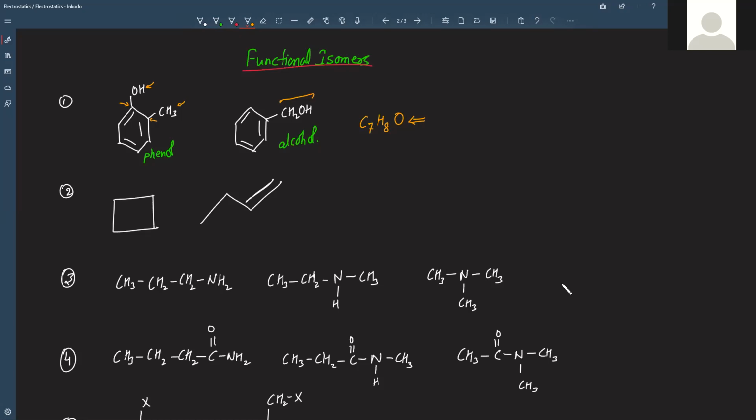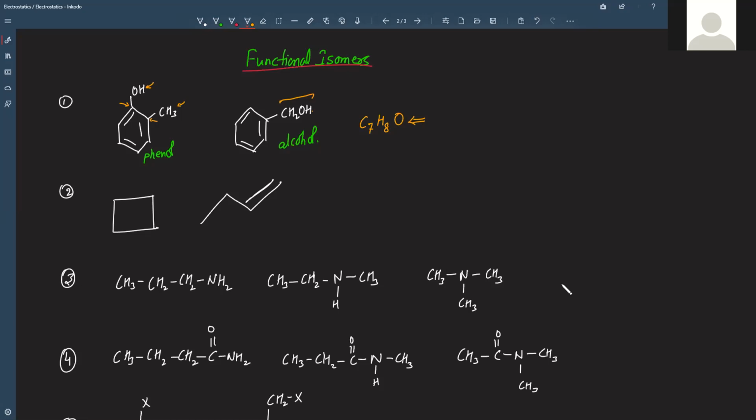But you can see that here the functional group is OH in the first one, directly attached to a benzene ring's double bond carbon, so that's why it is called phenol. While in the second one, OH is attached to a CH2 or methyl group, that's why it is called alcohol.